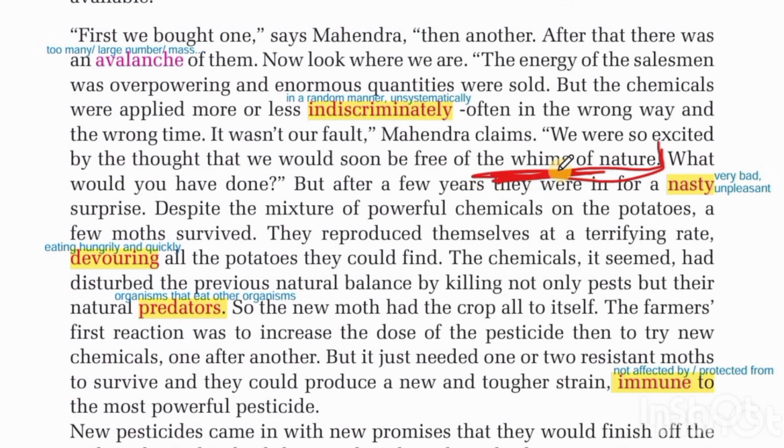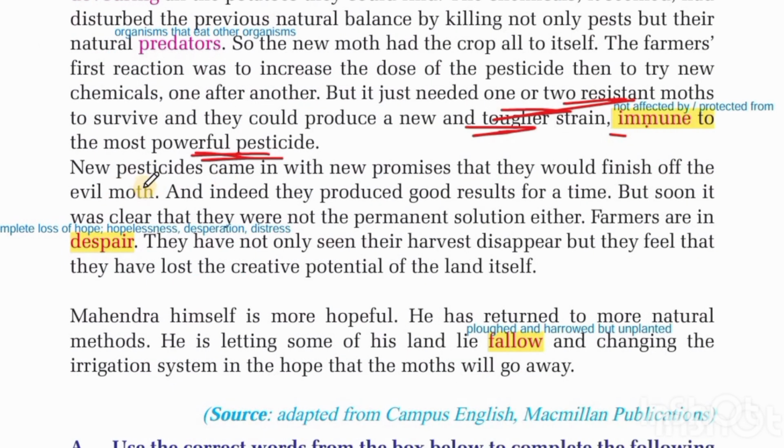सुरुमा त विषादीले राम्रो काम गर्यो, but over time the insects became resistant and new plague of moths appeared that could not be killed easily. तर बिस्तारै किराहरू विषादीले पनि नमर्ने भयो र नयाँ खालको किराहरूमा परिवर्तन भयो जुन चाहिँ एकदमै पावरफुल केमिकल्सले पनि मर्दैन थियो. New pesticides came in with new promises that they would finish off the evil moth. And indeed, they produced good results for a time. But soon it was clear that they were not the permanent solution either.